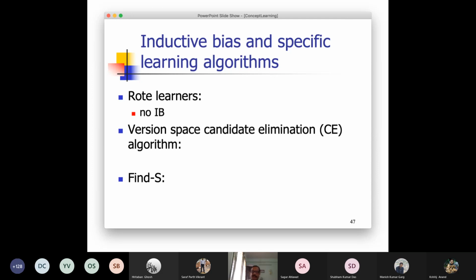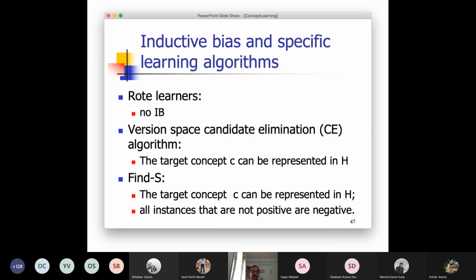When you consider the version space candidate elimination algorithm, the algorithm which we discussed just previously, there you see that the assumption is that the target concept C can be represented in the hypothesis space. And if I consider the first algorithm on hypothesis formation, Find-S, there I already mentioned these two assumptions. One is definitely that the target concept should be in the hypothesis space, and the other is that all instances that are not positive are negative. So I mentioned it many a time. You see that's an assumption here.